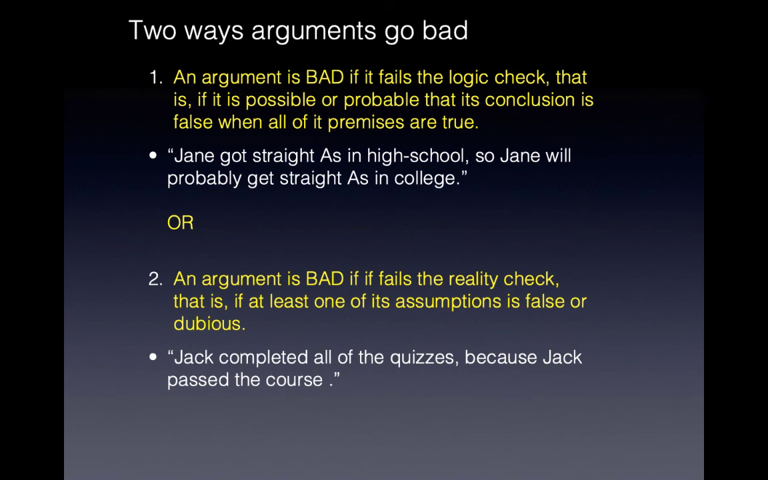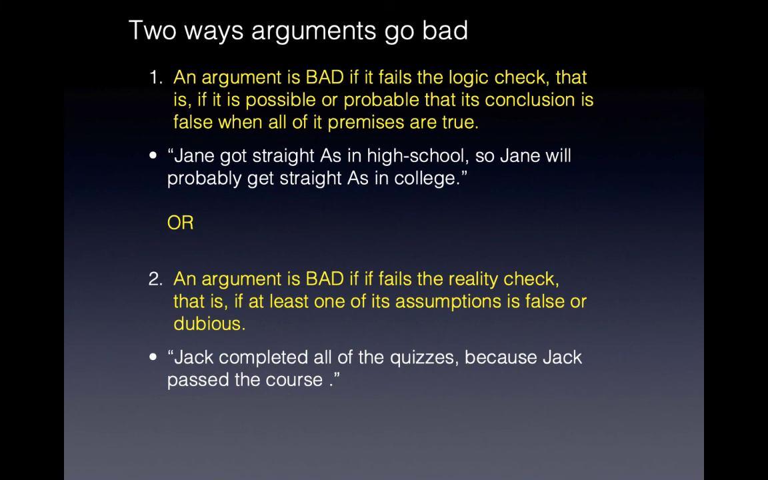For instance, this one fails the logic check. Jane got straight A's in high school, so Jane will probably get straight A's in college. That's going to be an inductive argument because it's going from her past experience in high school to her likely grades in college. So we're moving from the past to the future. Typically, that's an inductive sort of argument, and we're projecting, based on previous observations, some future observations. Of course, we have to wonder how similar high school and college are, and that's going to be the issue with the argument. It's going to be inductive, but it's actually going to be weak.